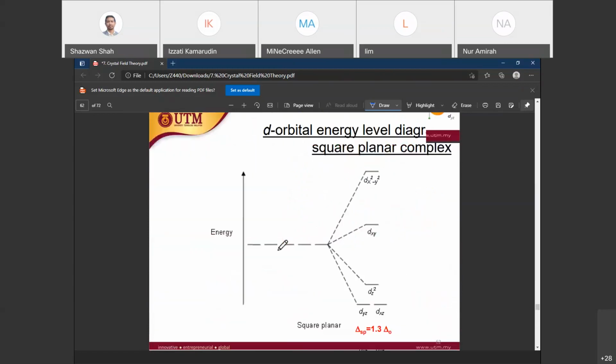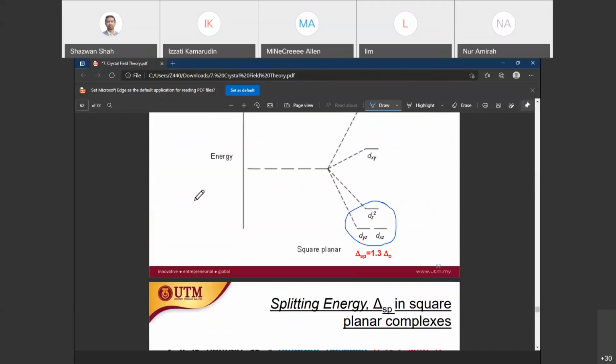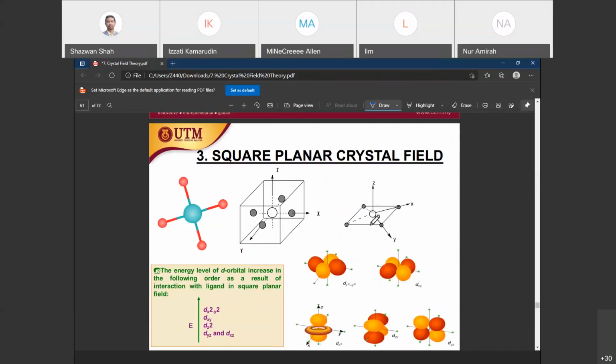So for square planar, they have 4 energy levels. Components with Z are at the lower energy, they are stabilized, so they become lower in energy, whereas components with X and Y become higher in energy. Why? Because here you see, this is X and Y. So we have ligands on the X and Y axis. That's why they are higher in energy.